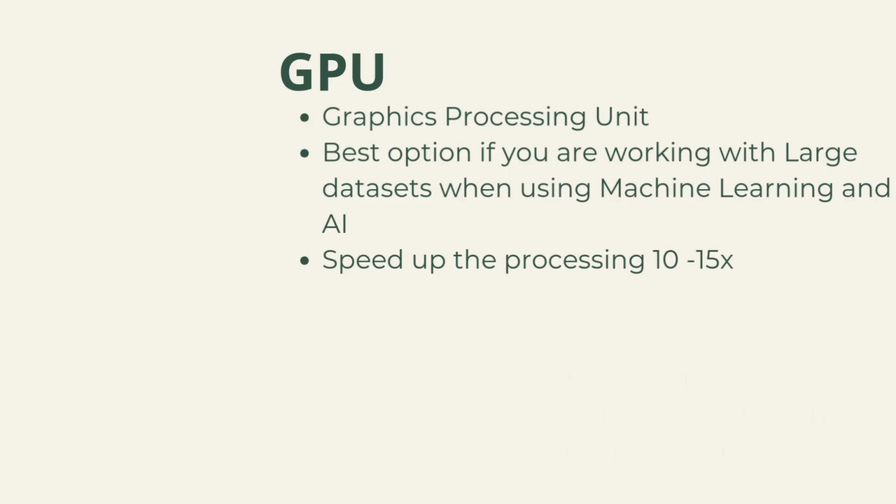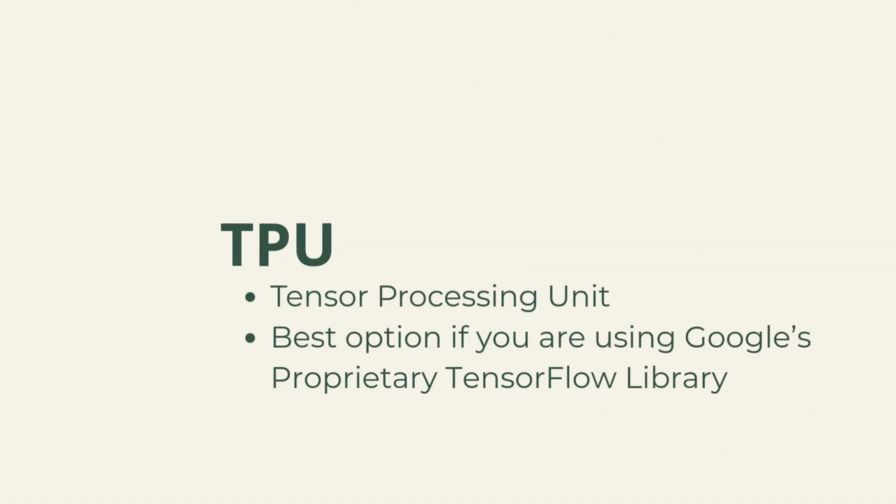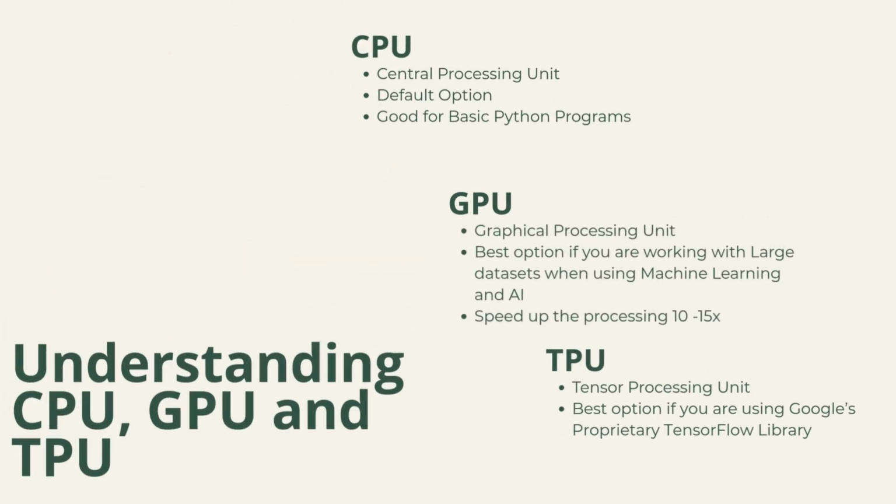The next one we have is the TPU, that is Tensor Processing Unit. TPUs are very similar to GPUs, but are specifically optimized for Google's proprietary TensorFlow library. So to sum up, if you are writing basic Python code, use CPU. For larger machine learning projects, switch to GPU. And if you're working with TensorFlow models, TPU is the way to go.